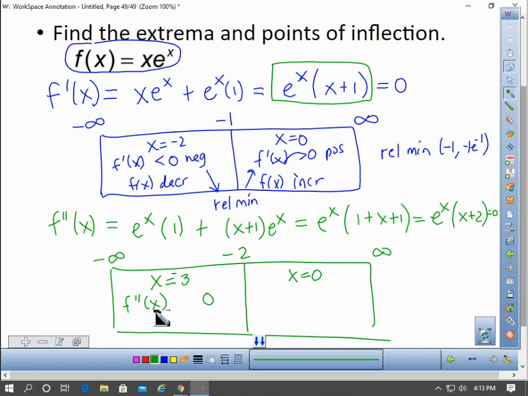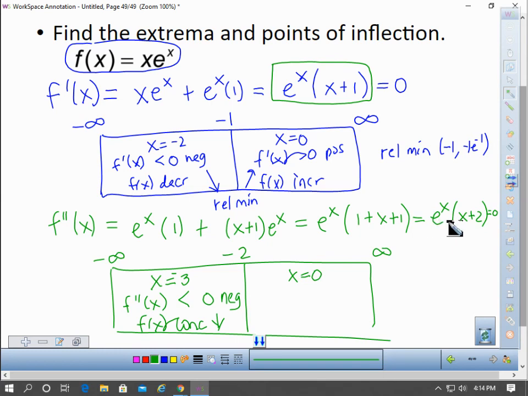I know it's been a while since we've done this. So if we put negative 3 into our second derivative, remember e to the x is always positive, so I don't have to worry about that. So put negative 3 in here, I get a negative answer. So we're less than 0. So that means f of x is concave down. Remember, we're doing second derivative. Second derivative tells you concavity. So if your second derivative is negative, you're concave down.